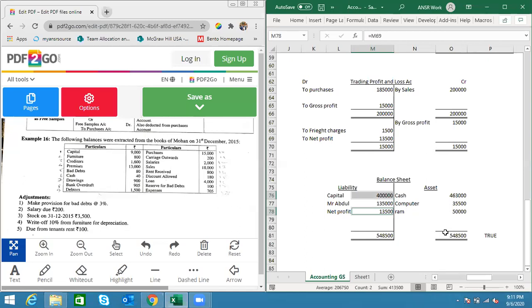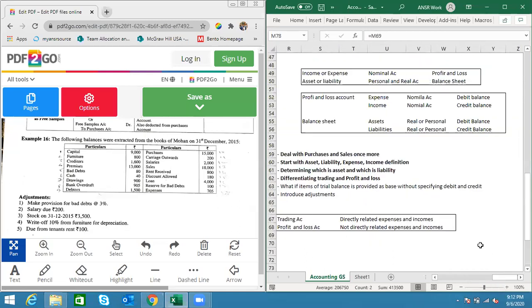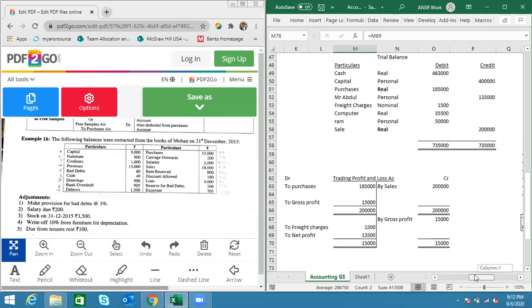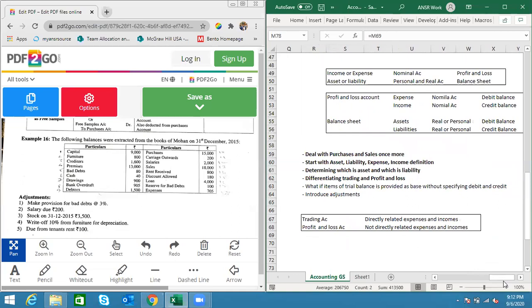Now, a very quick recap of what we did today. We had already covered how to determine what the items in the trial balance are, whether it will be a real account, personal account, or a nominal account. We had already covered how expense and asset are similar and income and liability are similar. What we did today was focus a little more on asset, liability, expense, and income. As we have determined, expense is something which is an expense for your business.